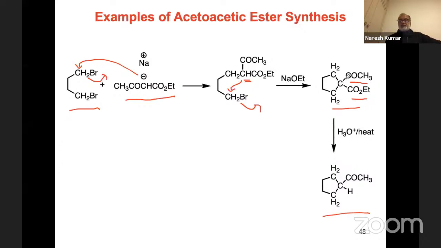But the relationship between this carbonyl and the ester is again 1 to 3. So that means this ester here can be hydrolyzed to the corresponding carboxylic acid, and then you can decarboxylate it as CO2 to give you a cyclic compound with a COCH3 group. If you start with a 5-carbon dihalide compound, you will get a 6-membered ring. Exactly the same chemistry as the malonate, but because you're starting with an acetoester, you will get a ketone compound forming in this reaction as shown here.